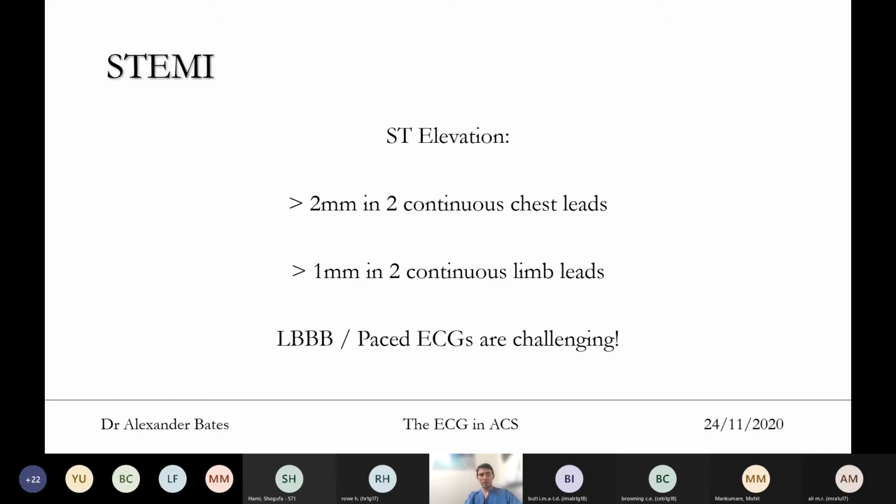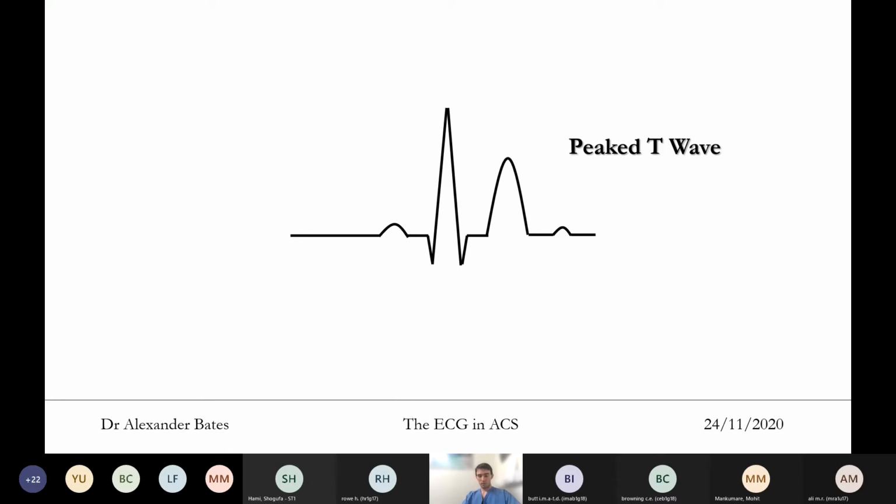Yes, I don't think that requires any more explanation, but bundle branch block paced ECGs are challenging, but they are not uninterpretable. I'm sure many a junior doctor will look at an ECG and say, paced, can't do anything. That is completely not true. If a patient has a bundle branch block or has a paced ECG, have a look at it all the same, because if a patient is having a STEMI, you'll probably be able to identify it because the ECG will not look normal.